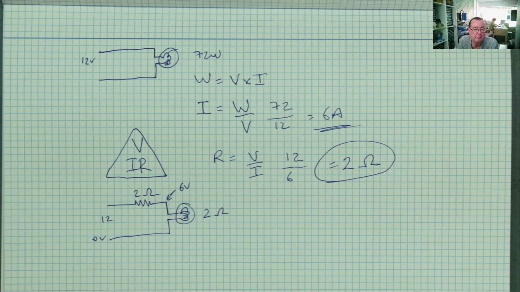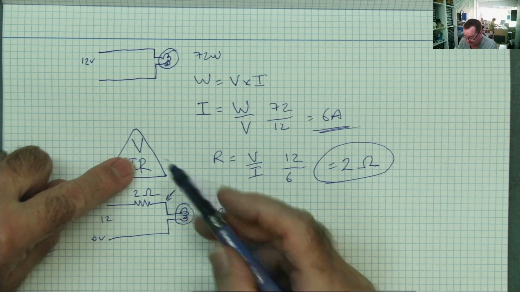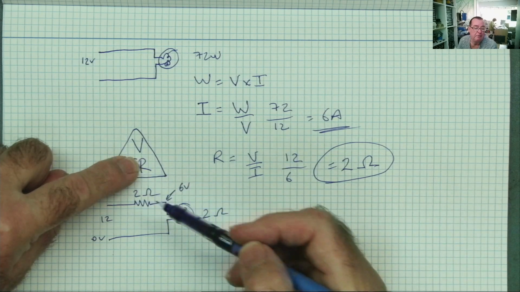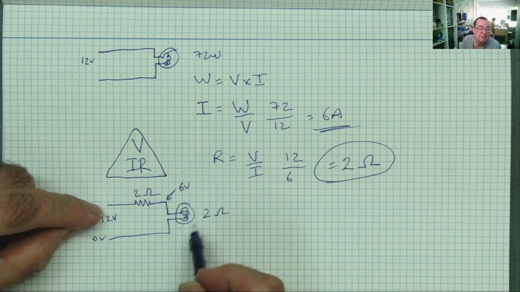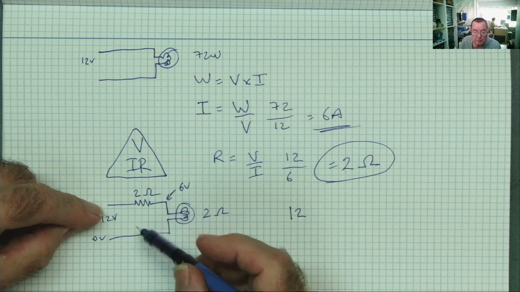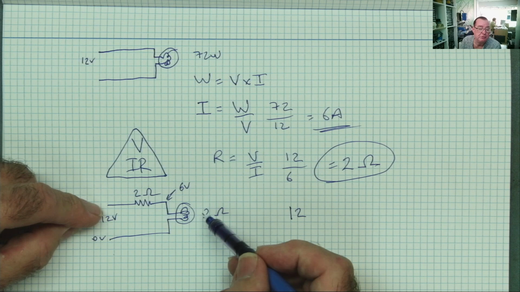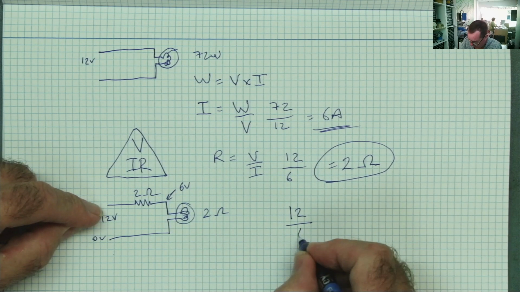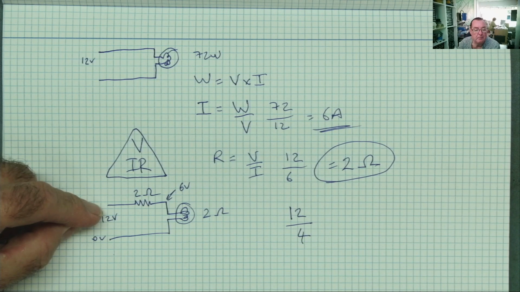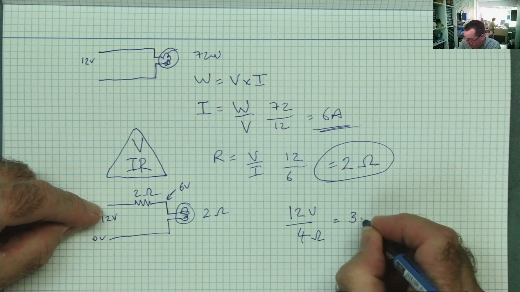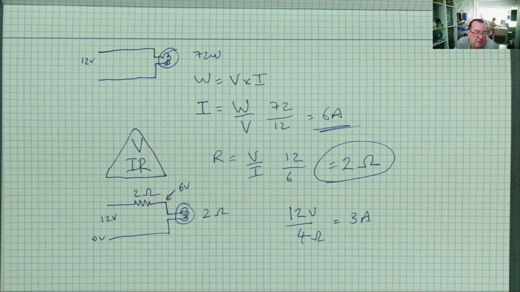What's the current? Well, we know what current is, it's V over R. Just cover up the I and we need V over R. So the voltage applied to the circuit is 12 volts. And the resistance, well, it's now 2 ohms plus 2 ohms because we've added a resistor. 2 plus 2 is 4. So 12 volts over 4 ohms equals 3 amps. Makes sense if you think about it. We've doubled the resistance, we now have half the current.